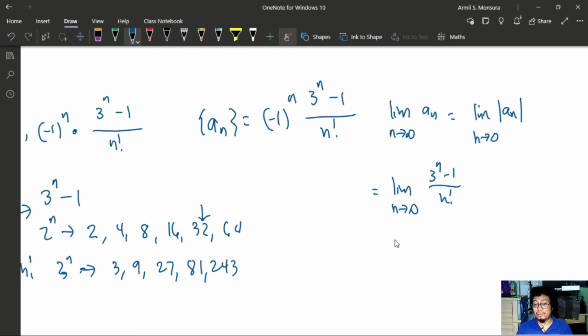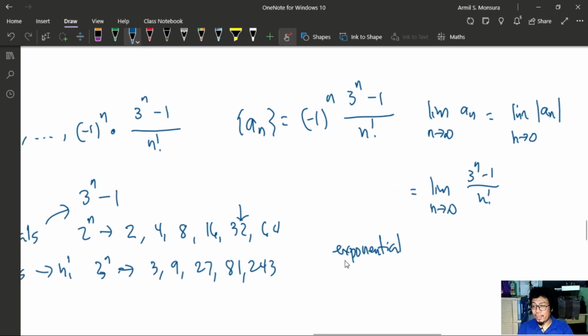We cannot use derivatives here because we don't know how to get a derivative of a factorial. So L'Hopital's rule would not work here. But we can reason it out this way. Your numerator is an exponential, and your denominator is a factorial. As I said before, factorials tend to grow faster than exponentials as your n grows larger.